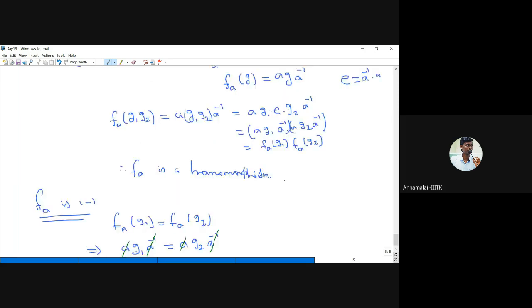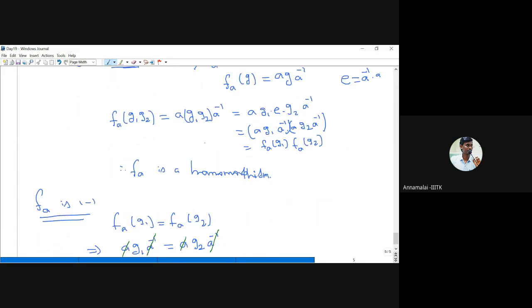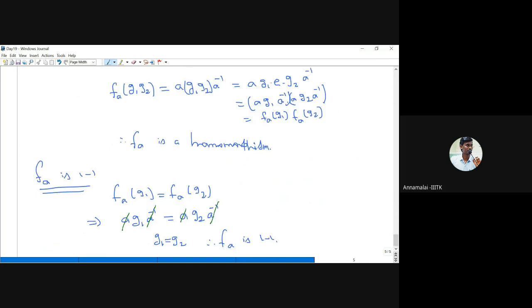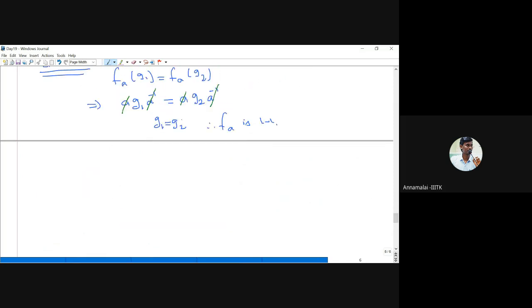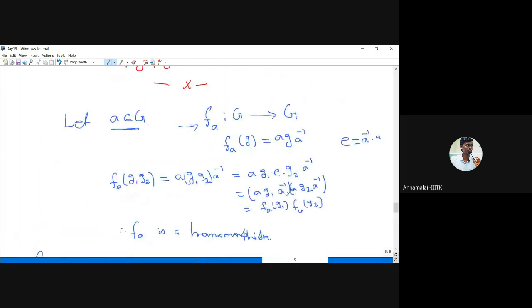So we get a function if you fix one element. If you fix one element, we get a function f_a, and this f_a is a 1-1 homomorphism. Now we have to prove that the function is an onto function. If you prove f_a is onto, then automatically it's an isomorphism. Since domain and codomain are equal, it's an automorphism. So next we have to claim that f_a is onto. So onto means what do we have to prove? If you give any element in the codomain, we have to find a pre-image.